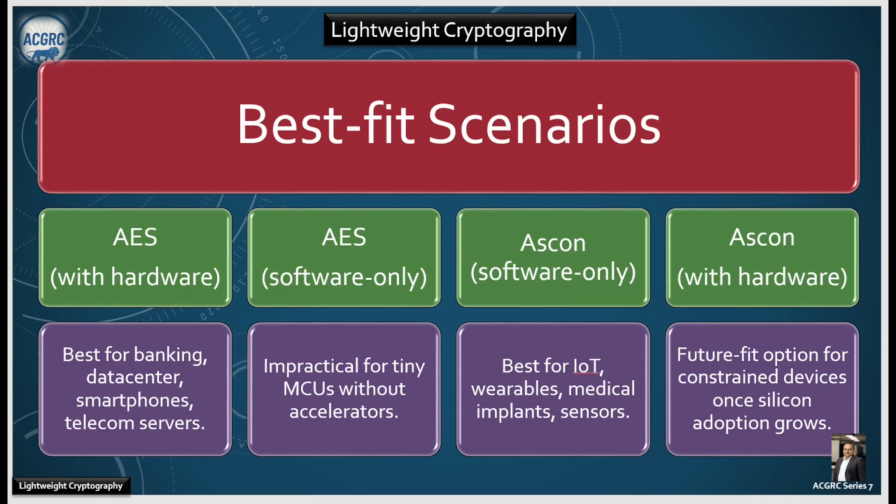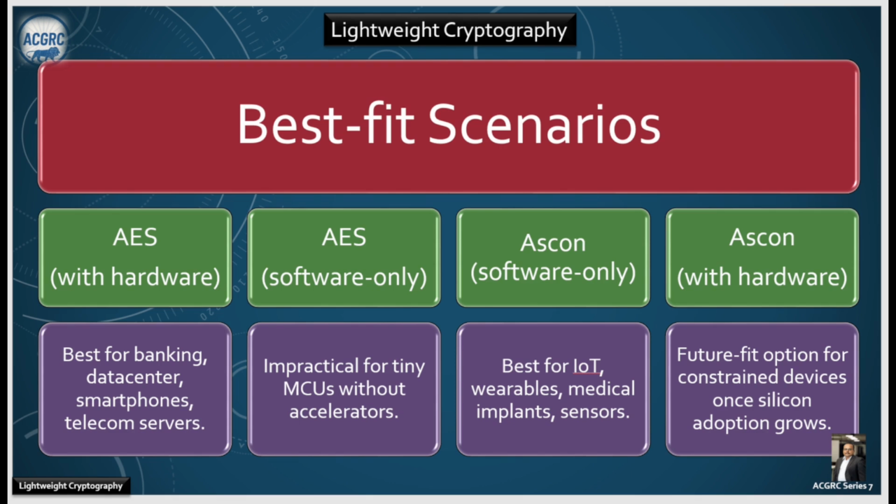So the best fit scenario: AES with hardware or hardware accelerators is best for banking, data centers, smartphones, or higher-end telecom servers, etc. AES on software only is impractical for MCUs without accelerators. Ascon on software is best for IoT wearables, medical implants, sensors, or any other wearables that you have. It's best suited.